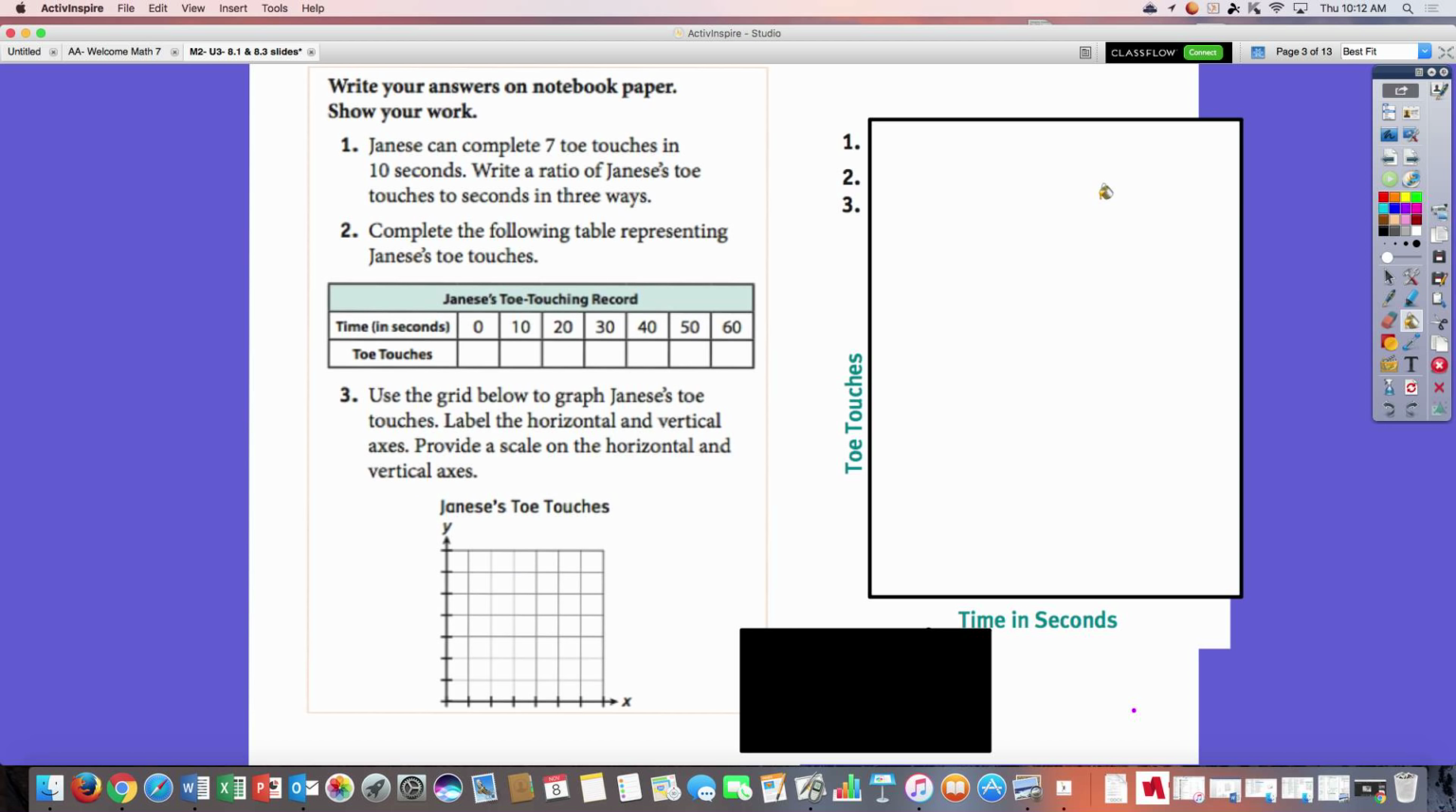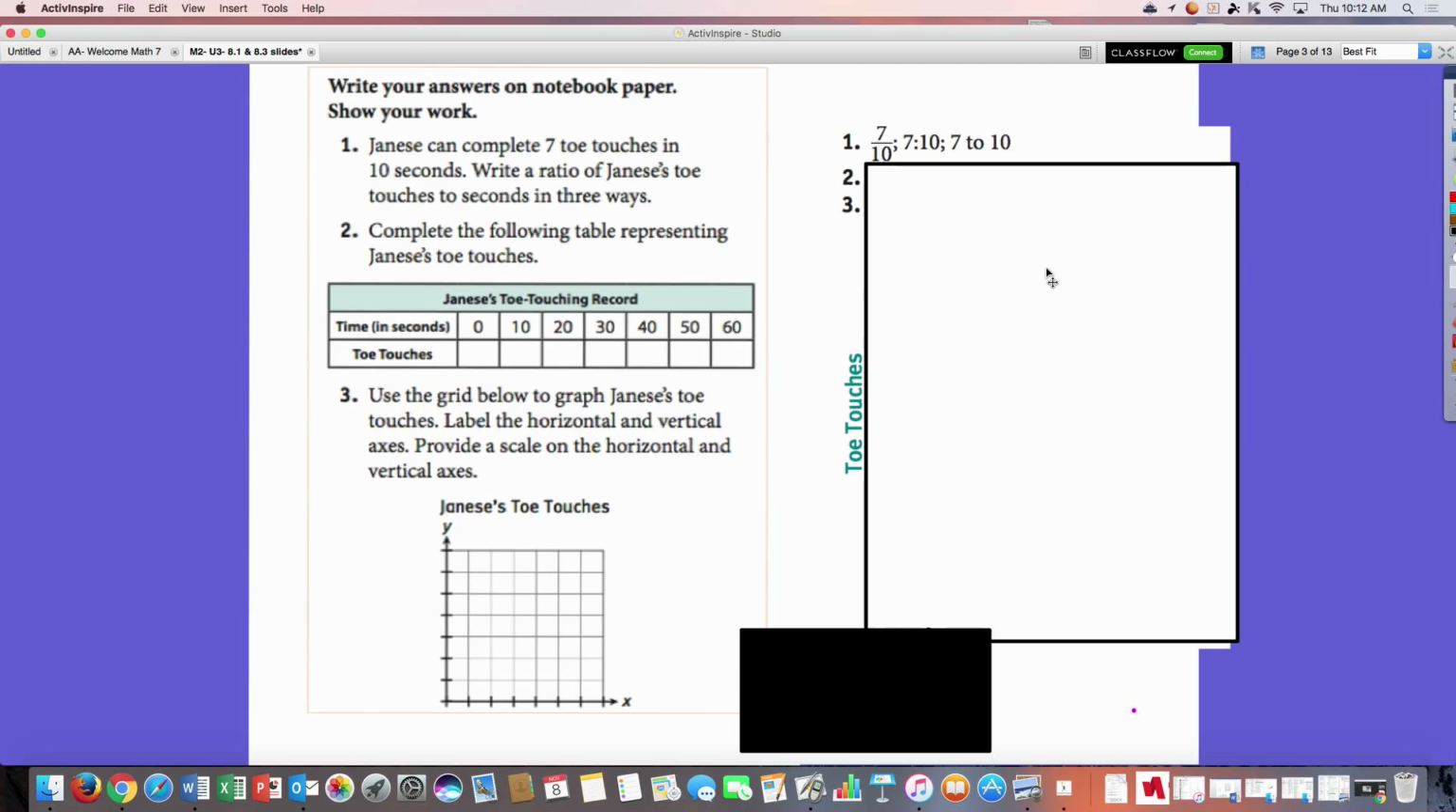All right, here we go. Here's our answers for our welcome work. Janice can complete 7 toe touches in 10 seconds. If you're writing a ratio for that, ratio just means fraction. So 7 in 10 seconds, 7 over 10. Another way to write that would be 7 colon 10, or just like you say it, 7 to 10. But basically, we're all talking about a fraction. This whole unit's about fractions. So these are 3 ways to write a ratio: 7 over 10, 7 colon 10, and 7 to 10. You're going to see that over and over and over.